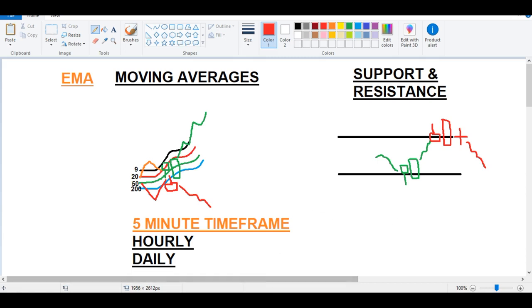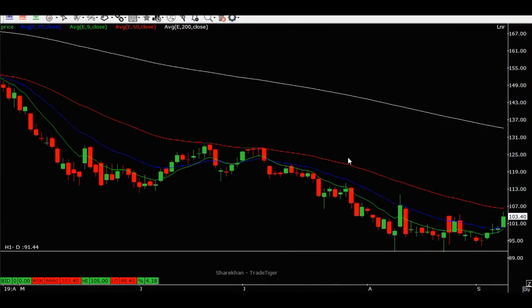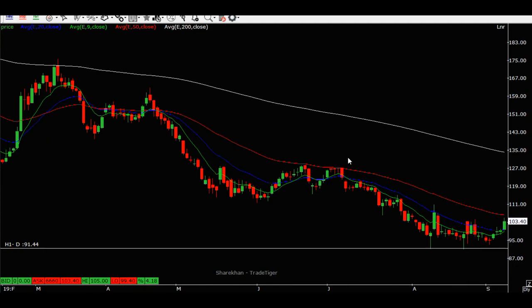Okay, so let's quickly go to the charts. Right, so as you can see here, this green line is the 9 EMA. This blue line is the 20. Red line is the 50 EMA, and the white line is the 200 EMA. Right, so one is a fast one, one is a medium one, one is a kind of a slow one, and this is a very super slow one. Okay. Now, as I said, moving averages also act as support and resistance.